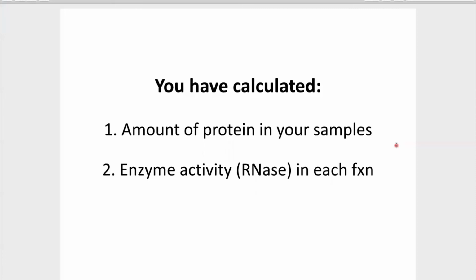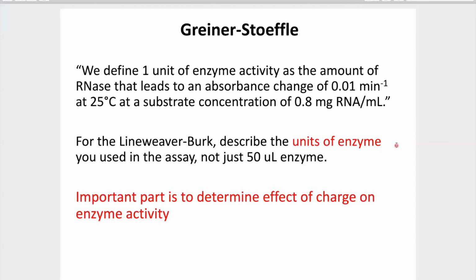Again, we would have done this in lab, but this data has been given to you now. So we define 1 unit of enzyme activity as the amount of RNase that leads to an absorbance change of 0.01 per minute, right? At 25 degrees Celsius, at a substrate concentration of 0.8 mg of RNA per milliliter. For the Lineweaver-Burk, we're going to describe the units of the enzyme you used in this assay, not just 50 microliters of the enzyme, right?